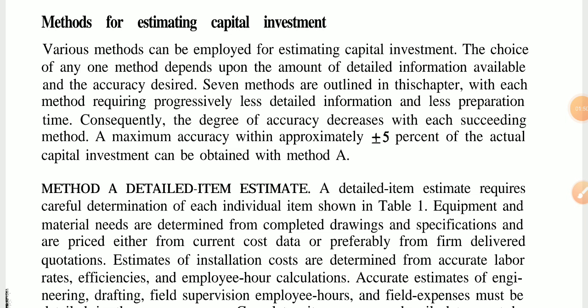Consequently, the degree of accuracy decreases with each succeeding method, and maximum accuracy, within approximately plus or minus 5% of the actual capital investment, can be obtained with method A.